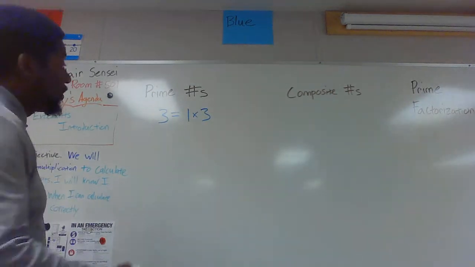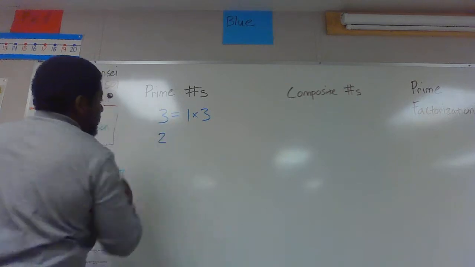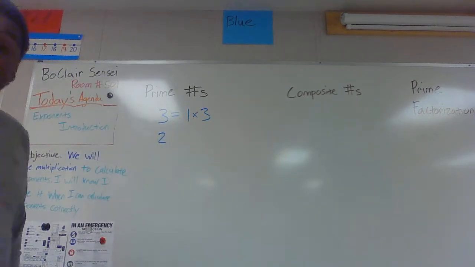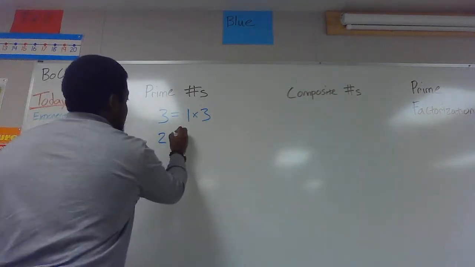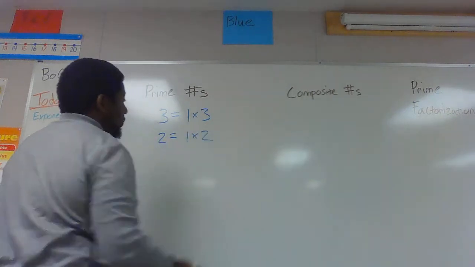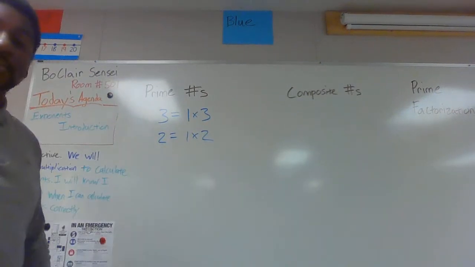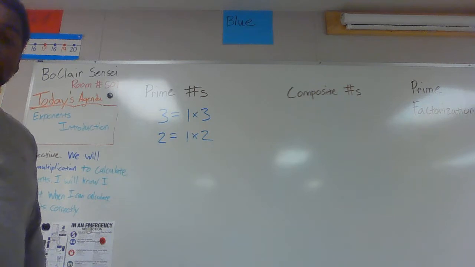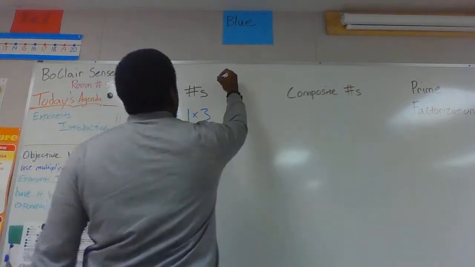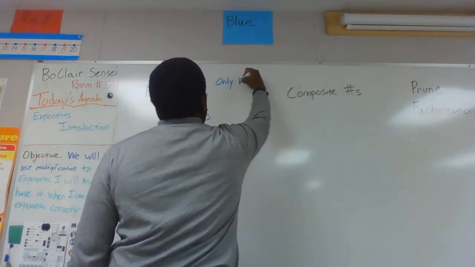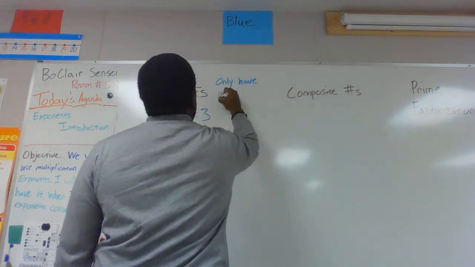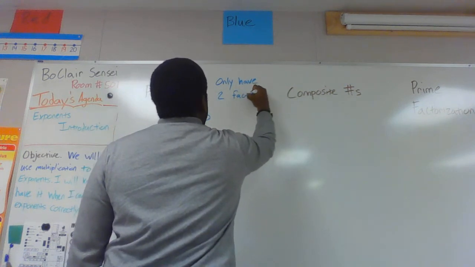Another prime number would be 2. The only way to make 2 using multiplication is 1 times 2 or 2 times 1, but that's the same thing, just flip-flopped. Prime numbers only have 2 factors.